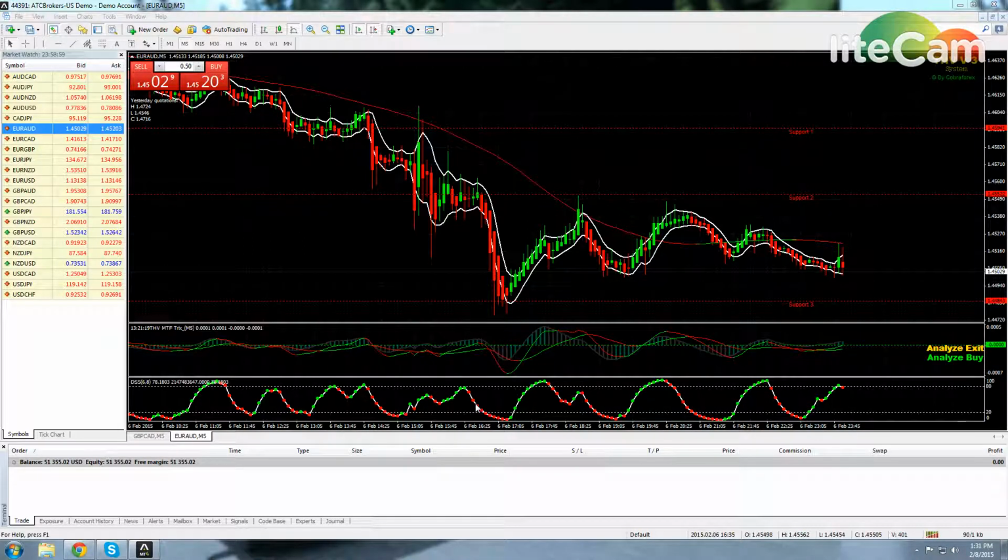The first is the DSS. Settings are 6 and 8, and this is a cycle indicator. In other words, when it gets to the top of the range, you could be looking at a reversal, and when you get to the bottom of the range, you could be looking at a reversal. It's also an oversold, overbought indicator, kind of like the stochastics. So when you get into these upper areas or lower areas, you could be looking at a reversal in the market.